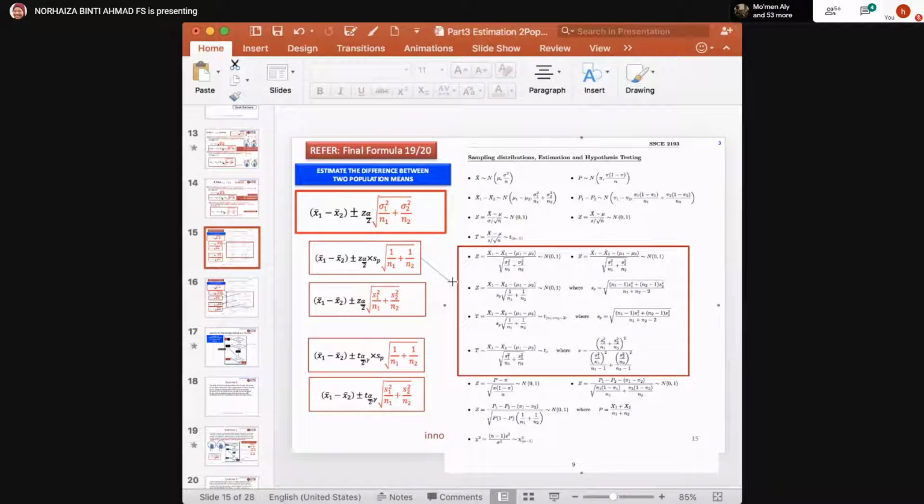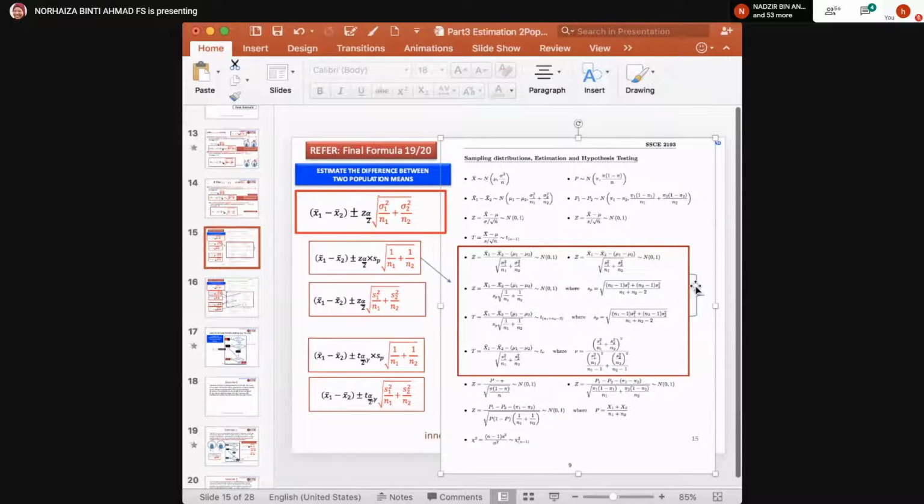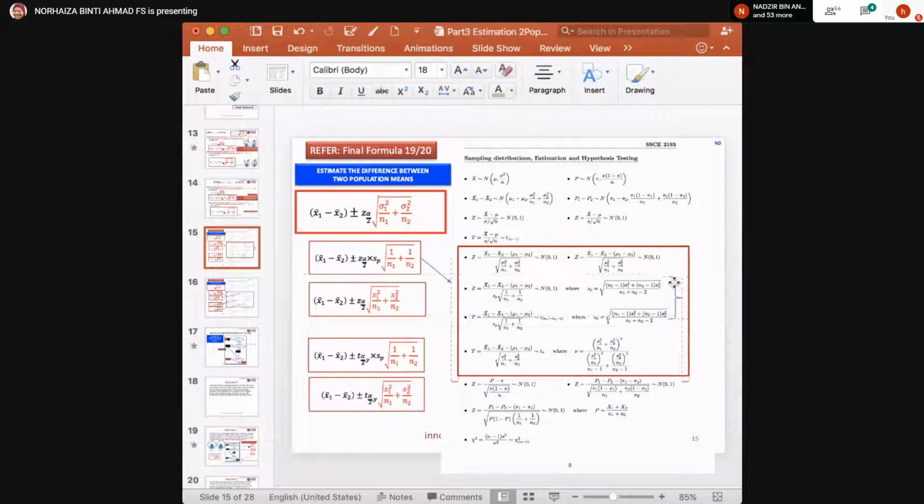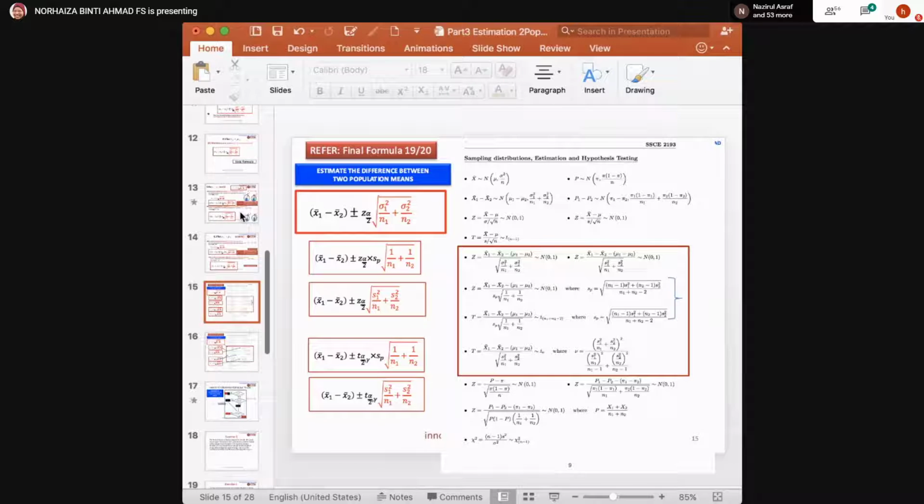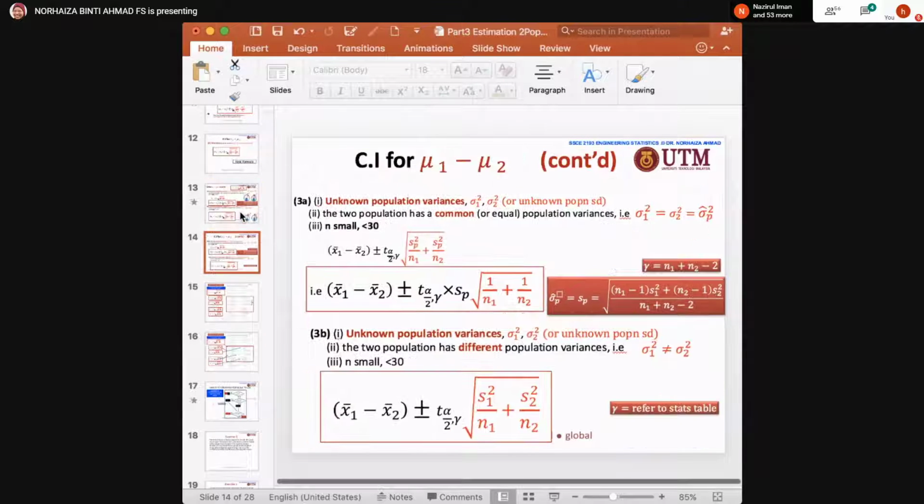So the only formula that has Sp is this formula. This one is the one that has Sp in the formula, right? So there's a Z and a T. So how do you know whether you're going to use a Z or T? You just have to look at whether the n is large or small, which I'll be coming to in this slide.